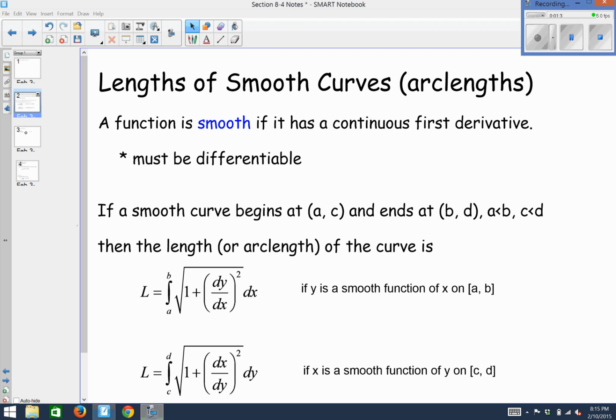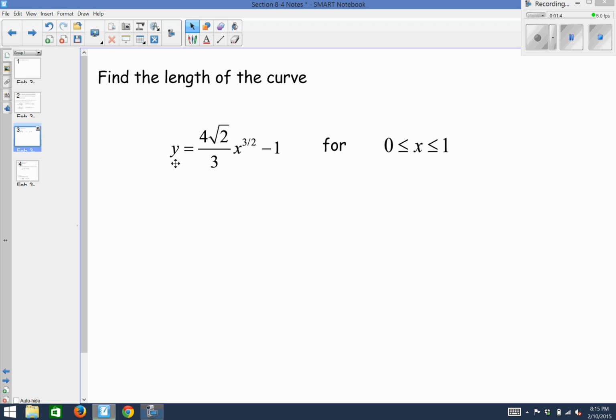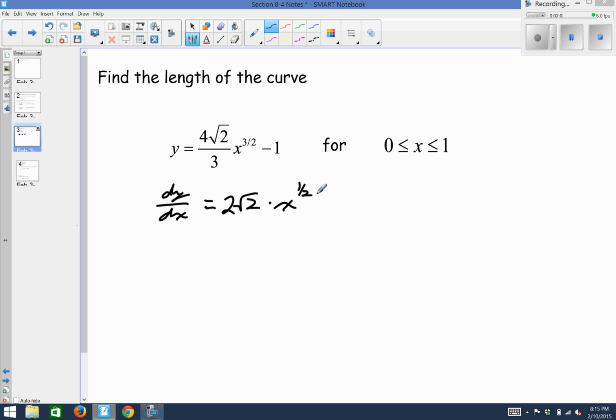So an example of this would be, let's say I want to find the length of the curve of this function when x is between 0 and 1. So to do this, the first thing I need is dy/dx. And following my power rule here, I'm going to get 2 radical 2 times x to the 1/2. Then my length is going to be the integral, and it gives me the bounds, which they'll always give us. If not, it would be intersections, but I've never seen one that's not given as bounds. So from 0 to 1 of the square root of 1 plus this derivative squared.